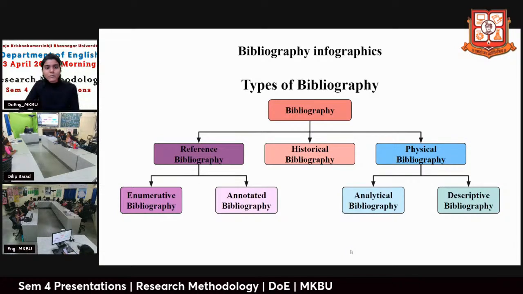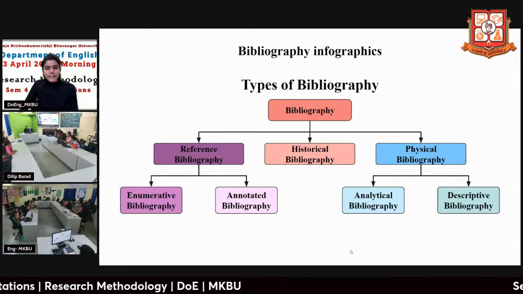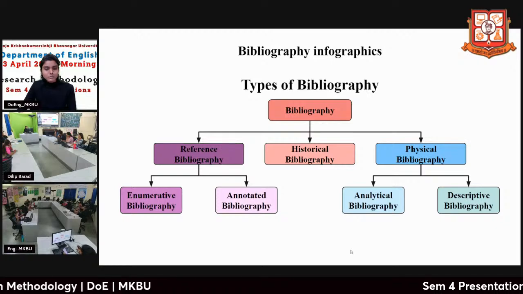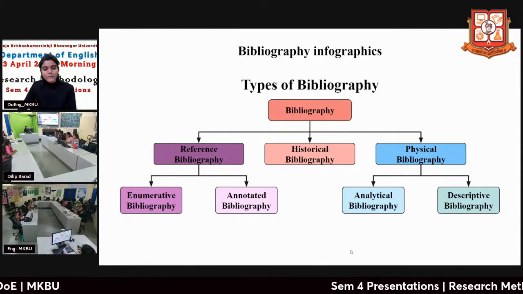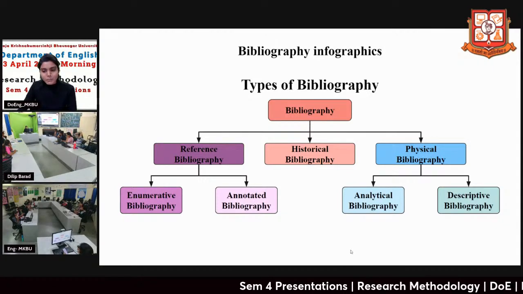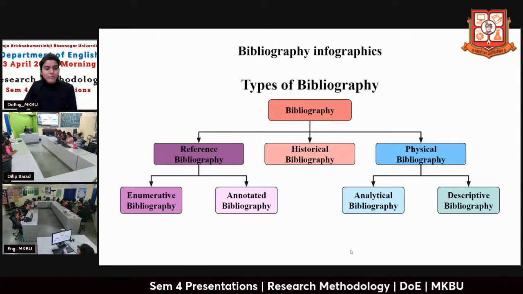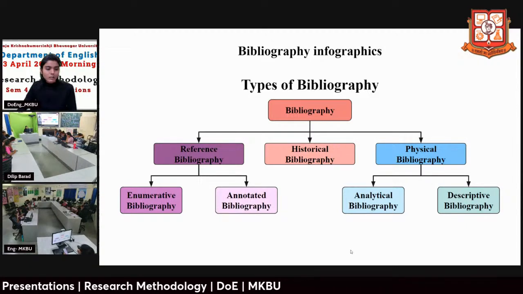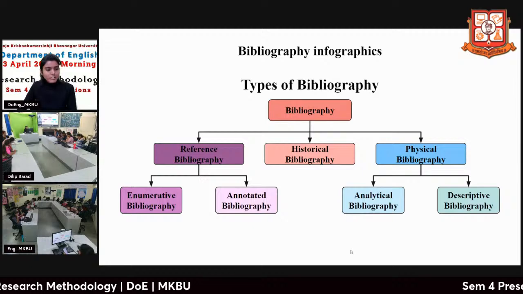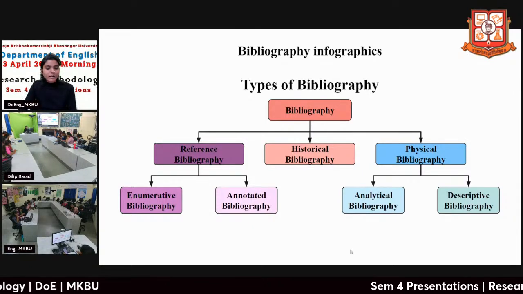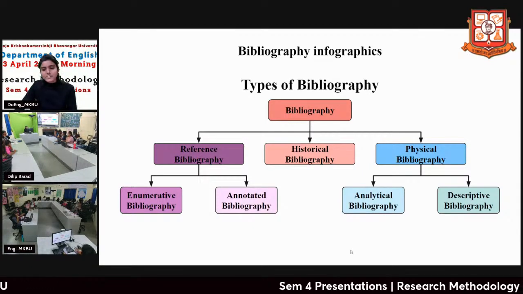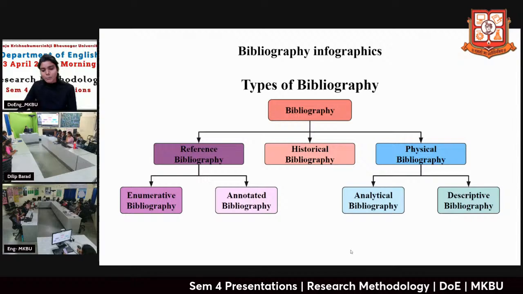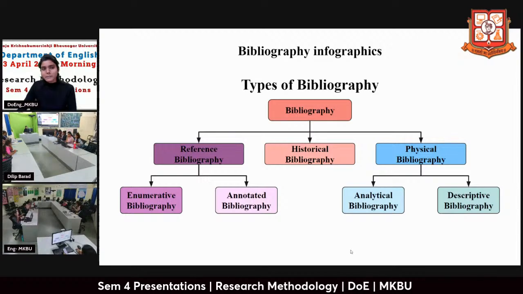This is the infographic of bibliography types: reference bibliography, historical bibliography, physical bibliography, and referral bibliography. Under the subpoints of bibliography are enumerative bibliography, annotated bibliography, and physical bibliography, with the two subpoints analytical bibliography and descriptive bibliography.